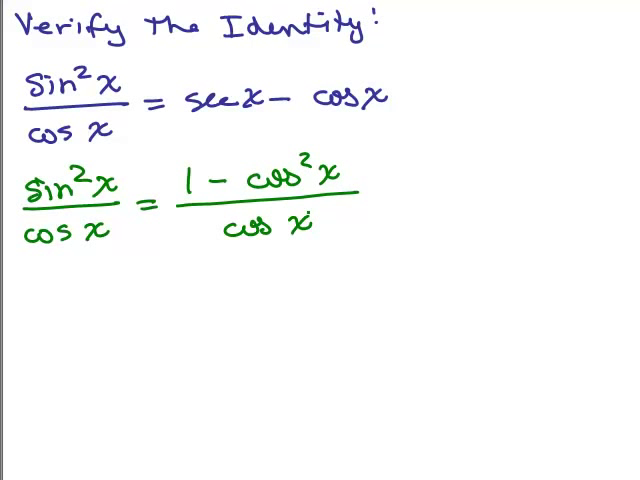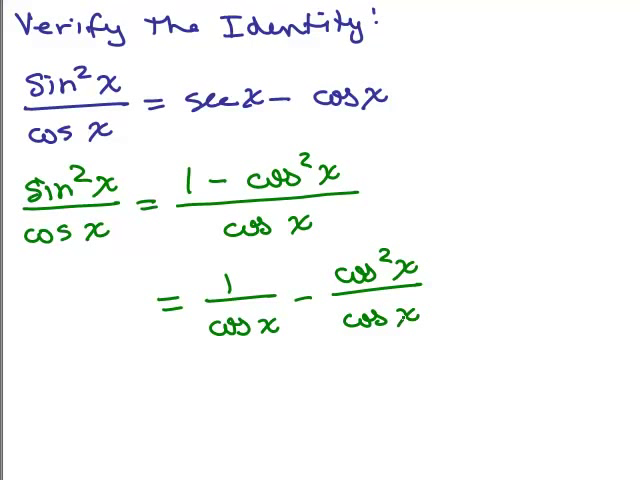Now you have to look over here and think, where am I trying to get? I'm trying to get to secant x minus cosine x. Now what could I do? Well, now that I have a subtraction in the numerator and just one single term in the denominator, I could split that numerator up. It's like a minus b over c. You could just say 1 over cosine x minus cosine squared x over cosine x.